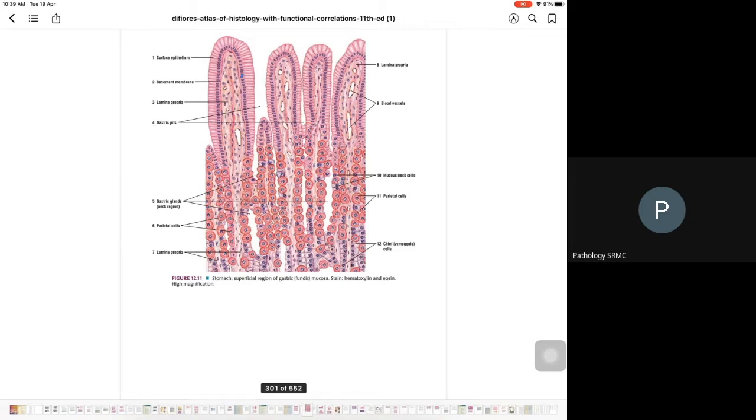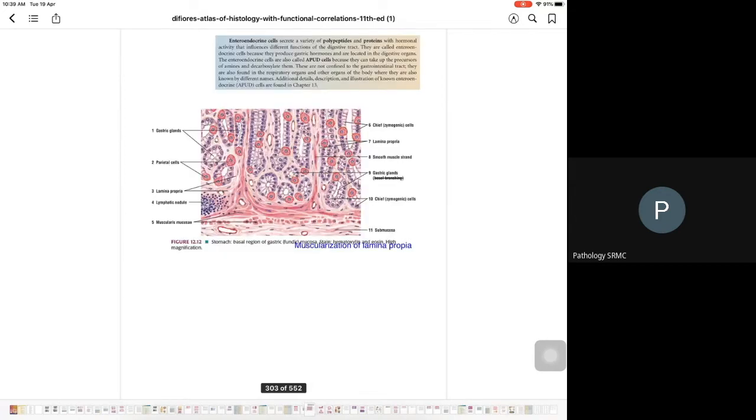Stomach, basal region of gastric fundic mucosa, stain H&E, high magnification. Gastric glands, parietal cells, lamina propria, lymphatic nodule, muscularis mucosa, chief or zymogenic cells, lamina propria, smooth muscle strand, gastric glands, basal branching, chief or zymogenic cells, and submucosa.